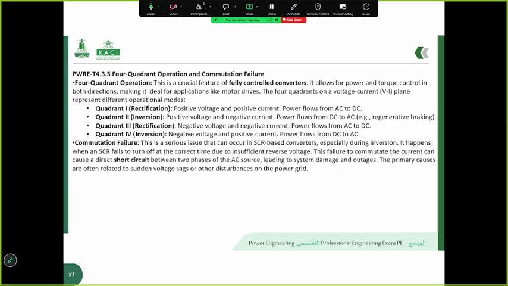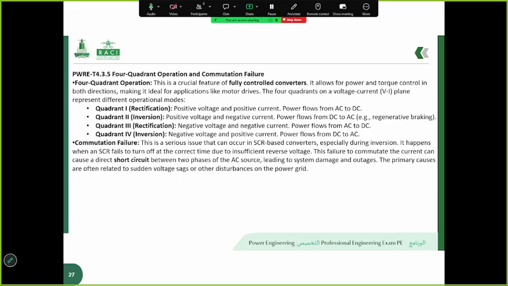Commutation failure is a serious and critical issue that can occur in SCR-based converters, especially during the inversion process. It happens when a thyristor or SCR fails to turn off at the correct time, allowing it to continue conducting when the next SCR in the sequence turns on. So this creates a direct short circuit between two phases of the AC source, leading to a large fault current that can damage the converter and disrupt the entire system.